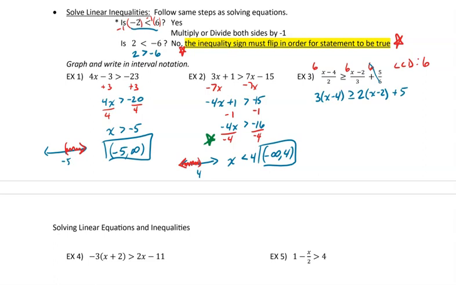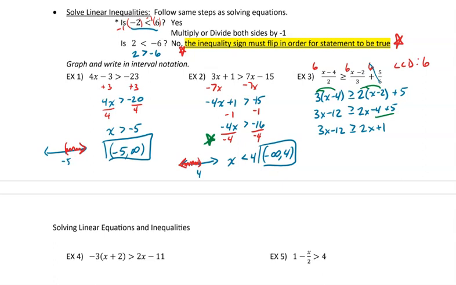So now we're going to start simplifying. So we can distribute the 3. So we got 3x minus 12 is greater than or equal to, distribute the 2. So it's going to be 2x minus 4, then plus 5. Negative 4 and positive 5 can be added together. So we got 3x minus 12 is greater than or equal to 2x plus 1.